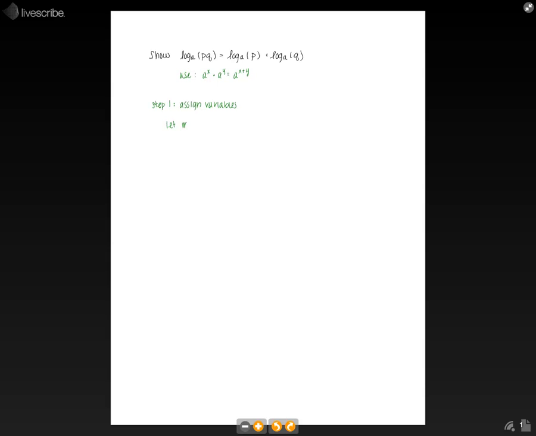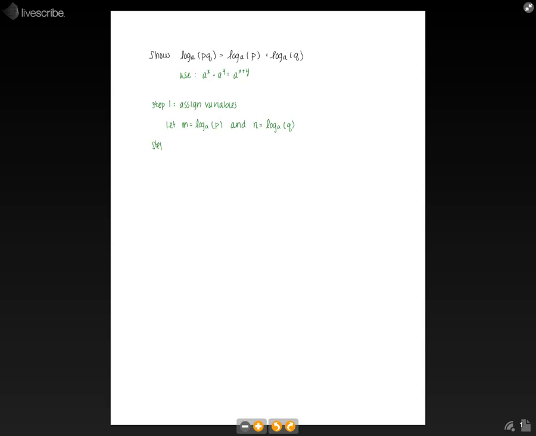Let m equal log a of p, and let n equal log a of q. So normally we would use x and y, but when dealing with logarithms, a lot of times people use m and n, so we're just going to do that for consistency.